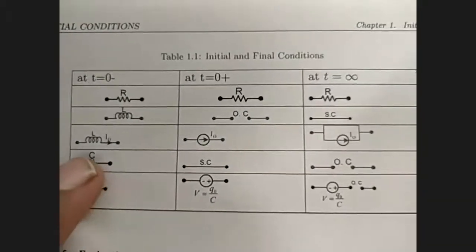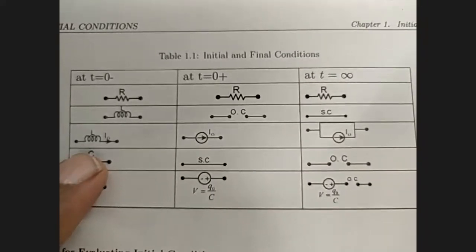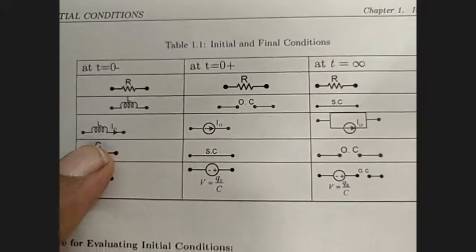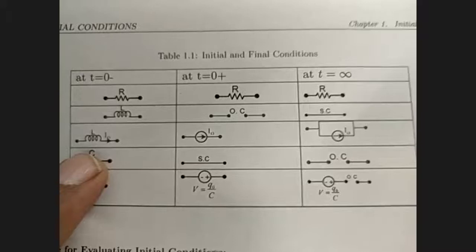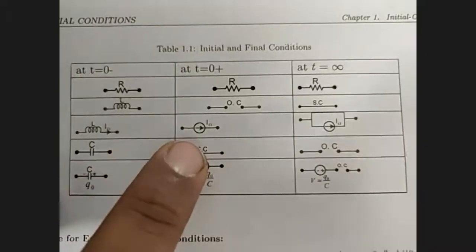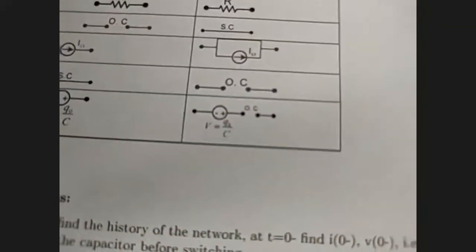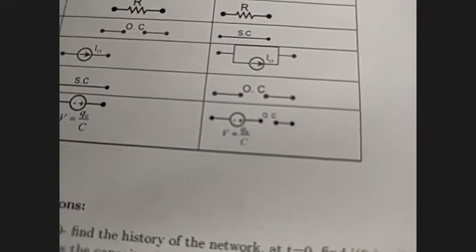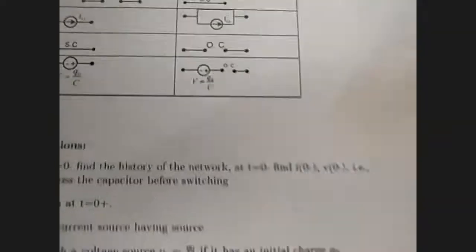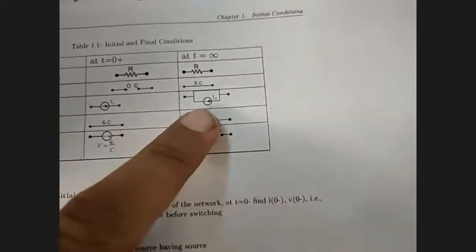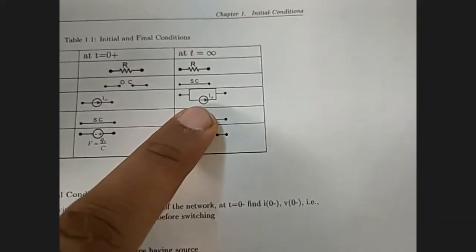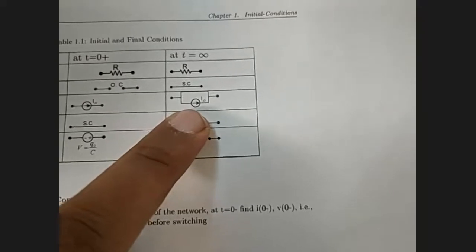And if inductance is having a current I0 minus, then your I0 will be the current source value, and at infinity it will be behaving as a short circuit, it will be the same.